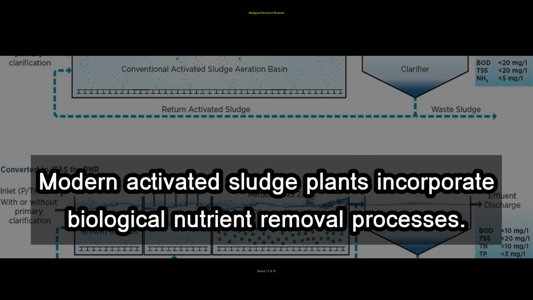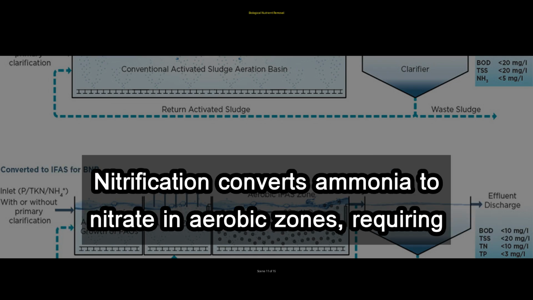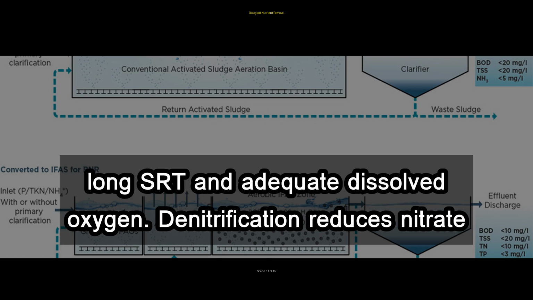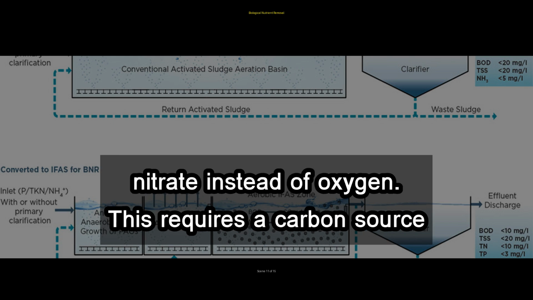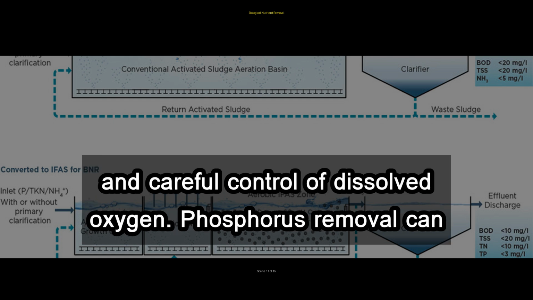Modern activated sludge plants incorporate biological nutrient removal processes. Nitrification converts ammonia to nitrate in aerobic zones, requiring long SRT and adequate dissolved oxygen. Denitrification reduces nitrate to nitrogen gas in anoxic zones where bacteria use nitrate instead of oxygen. This requires a carbon source and careful control of dissolved oxygen.